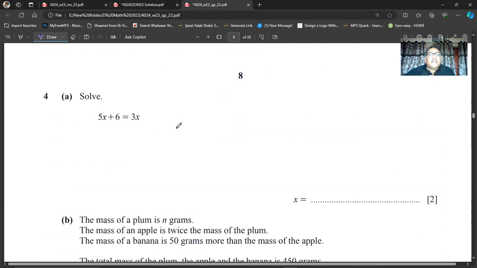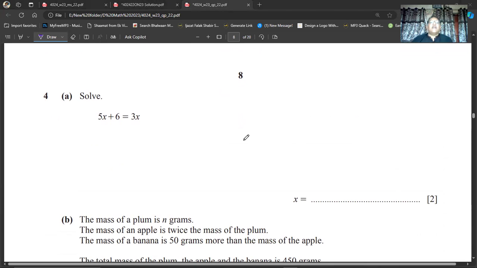Okay, so we are going to the next question. The next question is a 2 marks question. Question number 4, A part. It's A part is of 2 marks. He says solve. Solve means to find the value of the variable. So we have to find out the value of that variable.